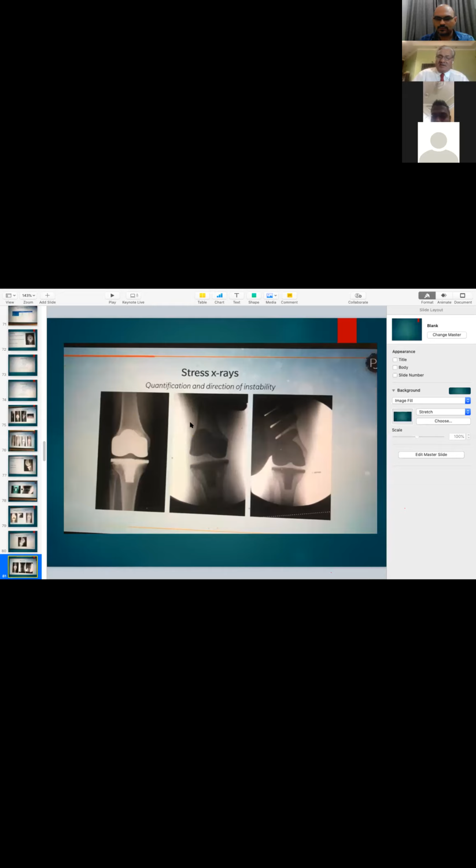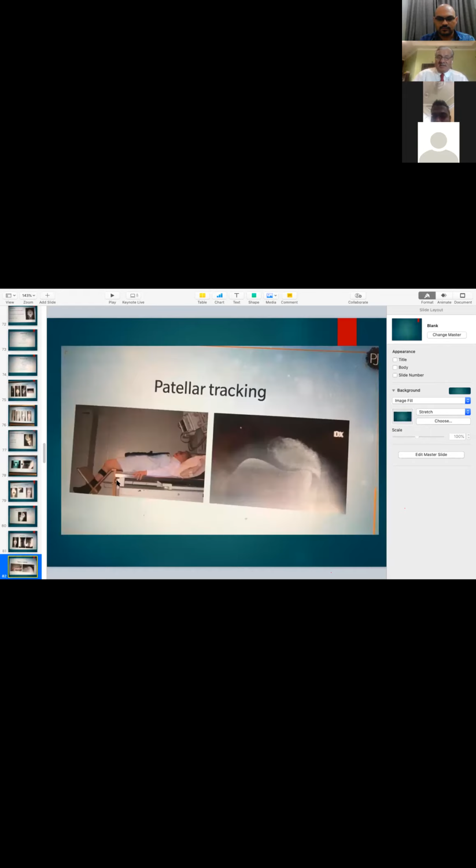What about stress X-ray? You can get varus or valgus stress, or weight bearing. So you get an idea about the ligaments laterally or medially, about the situation of the tibia, and whether there is a loosening line or osteolysis in the stress film.